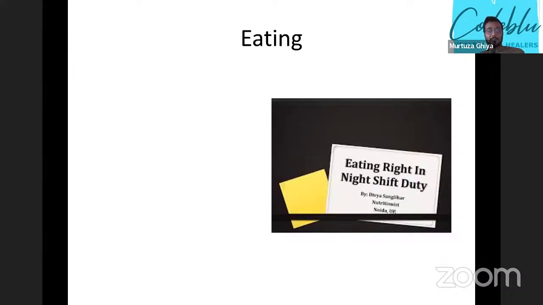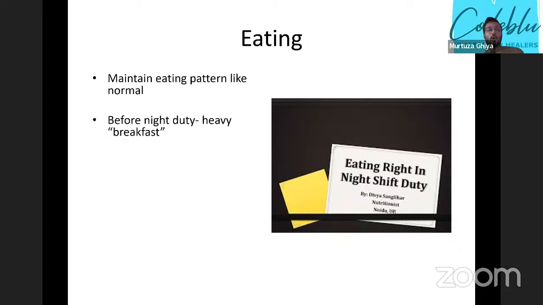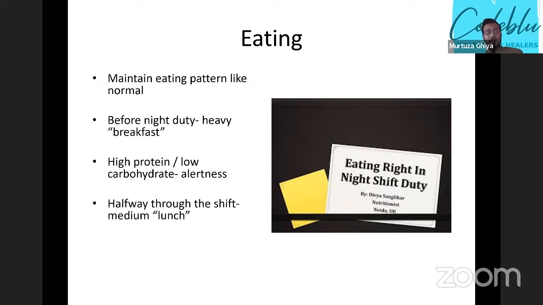That will trigger sleep. A quick mention about the night shift eating, although it's not part of today's discussion, just to tell you, try to maintain the normal eating pattern. Have, before your night shift, tell yourself this is breakfast, have a heavy breakfast. I used to do this myself, and have a high protein meal. And then halfway through your night shift, which is somewhere at 2 o'clock, rather 2 a.m., tell yourself this is 2 p.m. It's lunchtime.